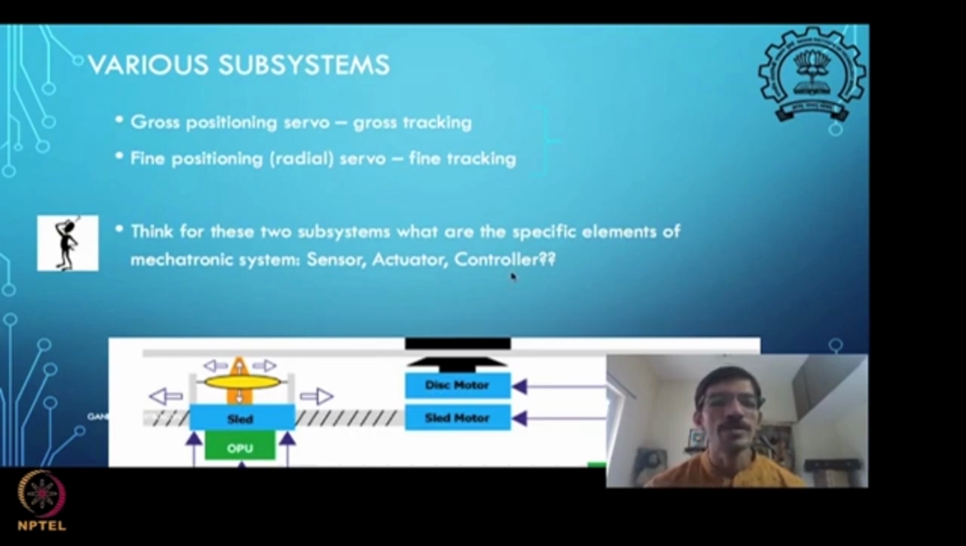Now let's think of these two subsystems only: the gross positioning system that you have already seen some part of, and then the fine positioning system, the fine tracking. How can this be possible? Suppose we know we need that fine kind of tracking. How are you supposed to do that? Based on your knowledge so far, what kind of sensors and actuators would you use in this system? Do some thinking.